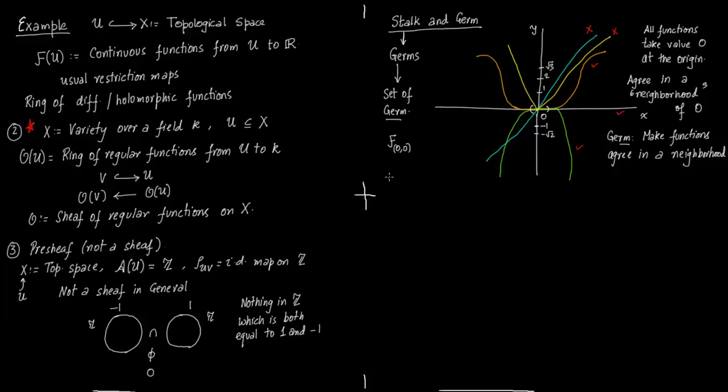The stalk consists of a large number of germs. It consists of germs at 0, 1, -1, root 2, minus root 2, all real numbers, all rational numbers on the y-axis. So the stalk contains a large number of points. But first you need to understand how those germs come about. So now let us give a formal definition of it.